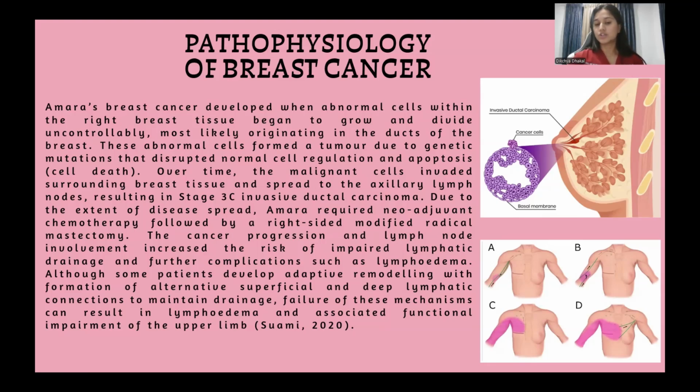The cancer progression and lymph node involvement increase the risk of impaired lymphatic drainage and further complications such as lymphedema. Although some patients develop adaptive remodeling with formation of alternative superficial and deep lymphatic connections to maintain drainage, failure of this mechanism can result in lymphedema and associated functional impairment of the upper limb.